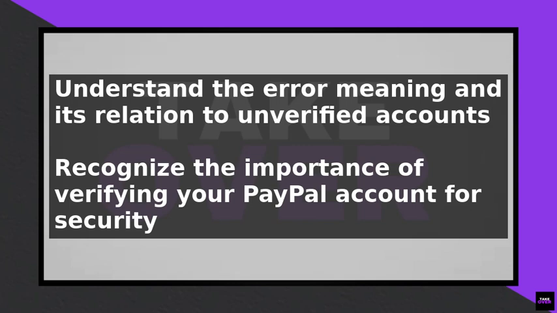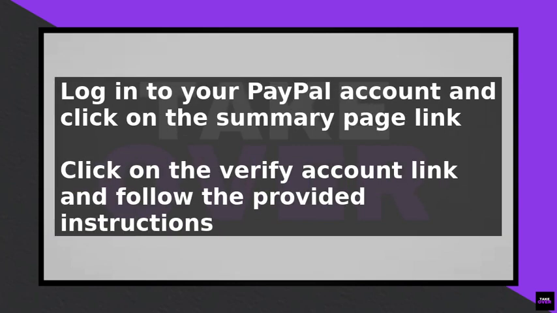To verify your account, you need to confirm your email address and link a bank account, credit card, or debit card to your PayPal account. To start the verification process, log into your PayPal account and click on the summary page. If your account is not verified, you will see a message indicating that you need to verify your account. Click on the Verify Account link and follow the instructions.